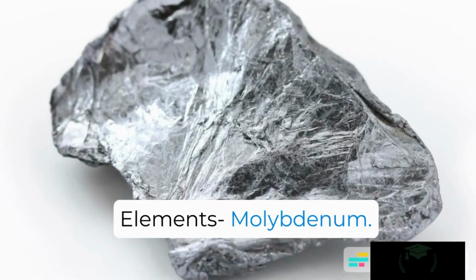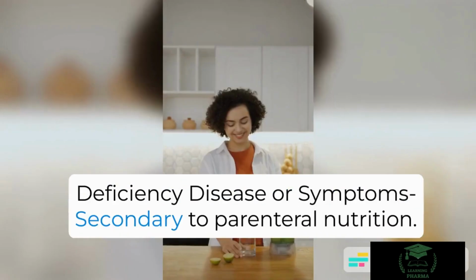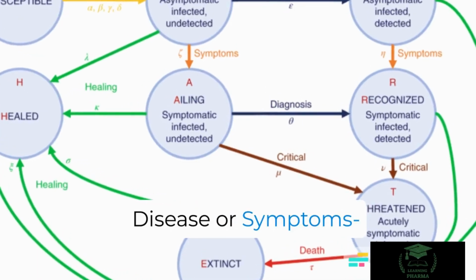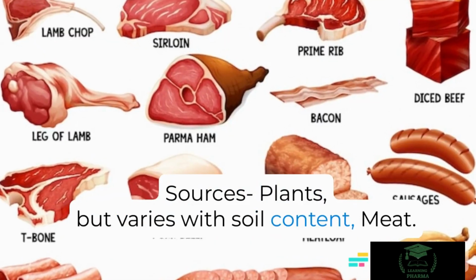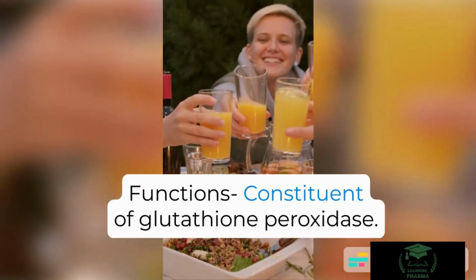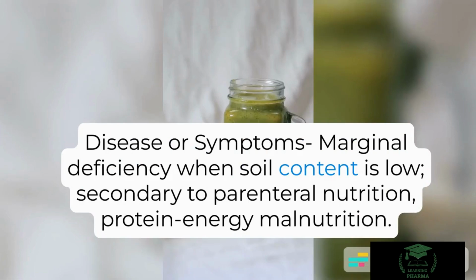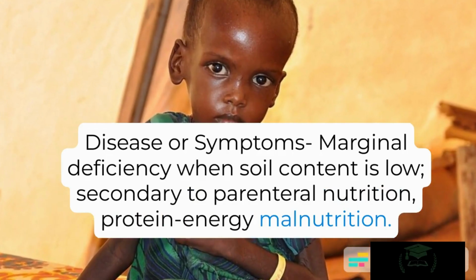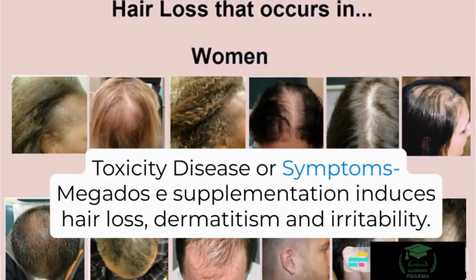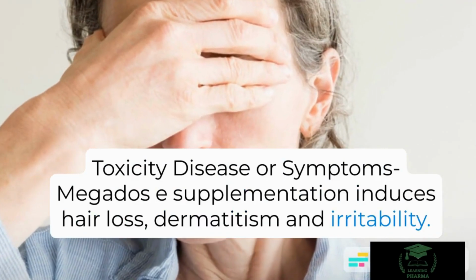Elements: molybdenum. Functions: constituent of oxidase enzymes, xanthine oxidase. Deficiency disease or symptoms secondary to parenteral nutrition. Elements: selenium. Sources: plants, but varies with soil content, meat. Functions: constituent of glutathione peroxidase. Deficiency: marginal when soil content is low, secondary to parenteral nutrition, protein energy malnutrition. Toxicity: megadose supplementation induces hair loss, dermatitis and irritability.